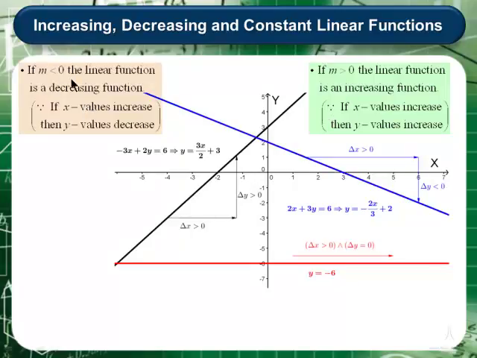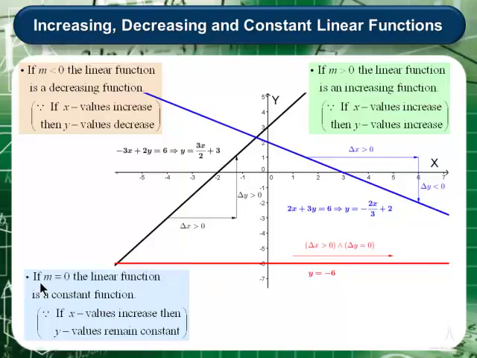While if the gradient is negative, like in this blue line, this we call a decreasing function simply because if the x values increase, then the y values decrease. Again, I select 2 points on this line. And as you can see, if delta x is positive, it means x increases. Then delta y is negative, it means y decreases.